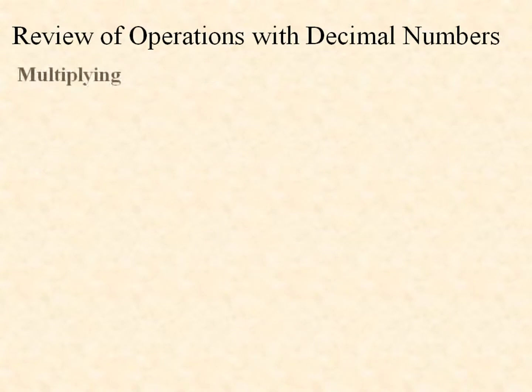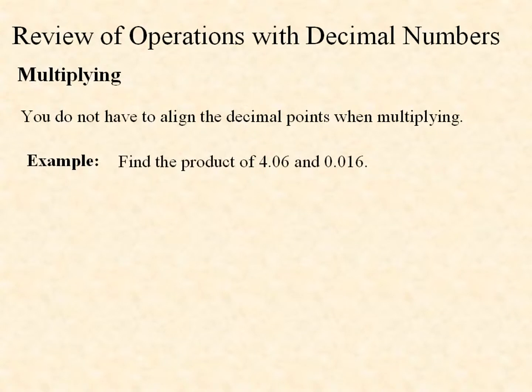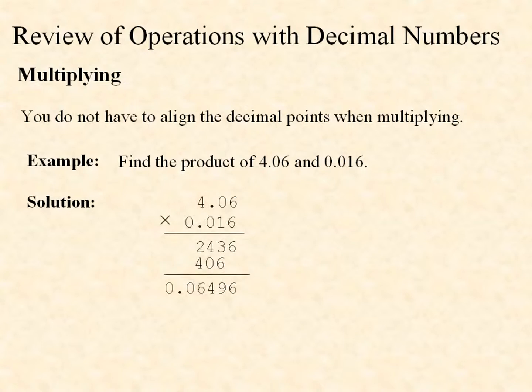When you multiply two decimal numbers, you do not have to align the decimal points. For example, find the product of 4.06 and 0.016. Product, you'll recall, means multiply. So we just multiply the numbers, and then we count the number of places after the decimal for our answer.